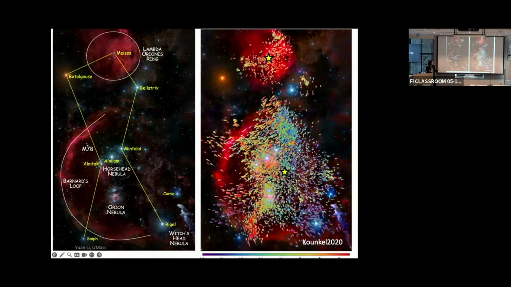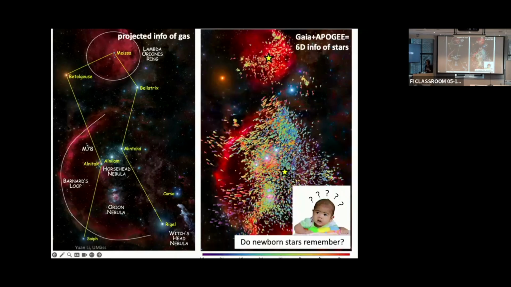And a few years ago, I asked this question, well, we know that stars are born out of turbulent ISM. If we were to look at very, very young stars, wouldn't they remember the turbulent kinematics of their natal clouds? And if so, can we use stars as tracers of ISM turbulence?